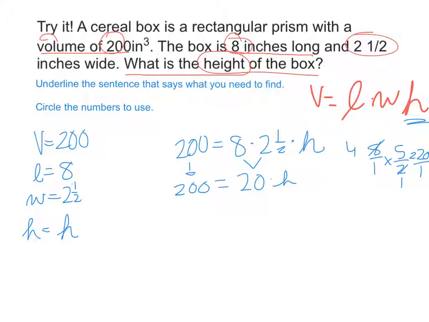So if I have 20 times h, and I need to get rid of 20, I do the inverse operation, which is divide by 20. Does this look familiar? But if I divide one side by 20, I divide the other side by 20. I'm trying to get h by itself, which these would cancel each other. 200 divided by 20, I just cross out these zeros. And it would give me 20 divided by 2. 2 goes into 20 10 times. So my height is 10 inches.